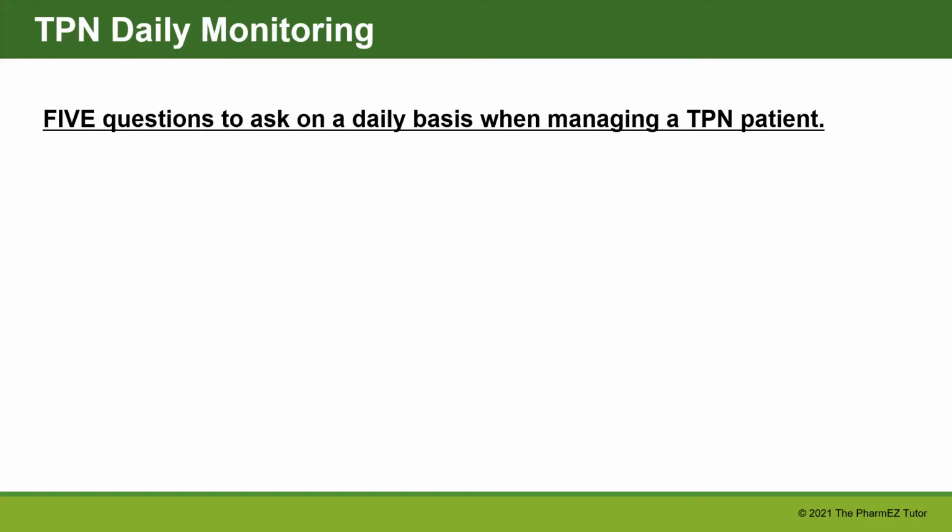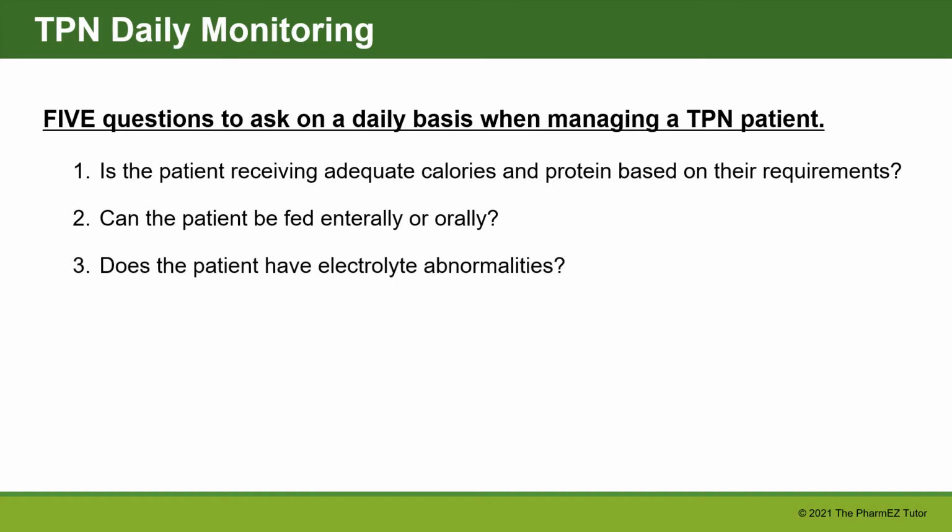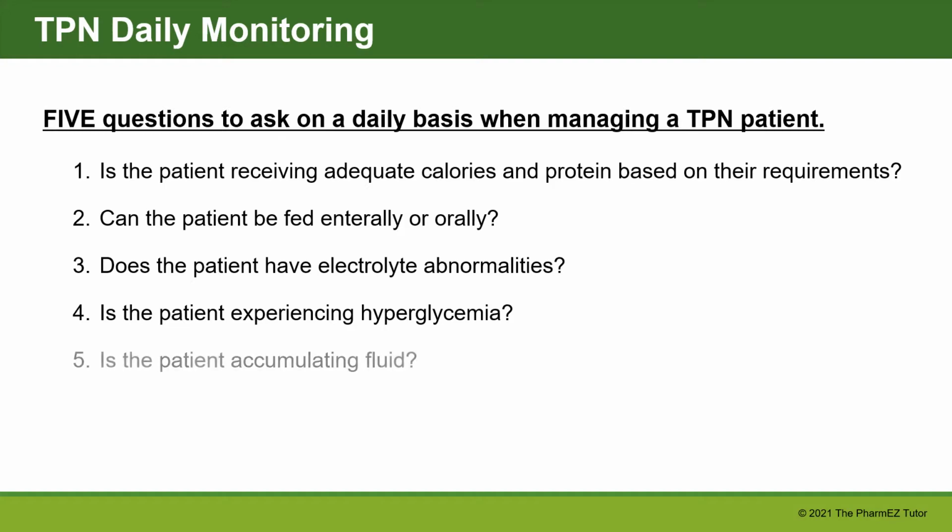So let's review the 5 questions to ask. Is the patient receiving adequate calories and protein? Can the patient be fed enterally or orally? Does the patient have electrolyte abnormalities? And is the patient experiencing hyperglycemia or are they accumulating fluid?